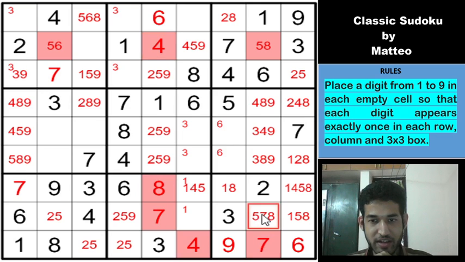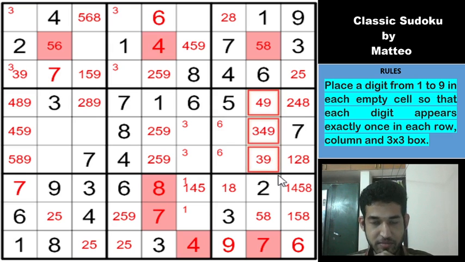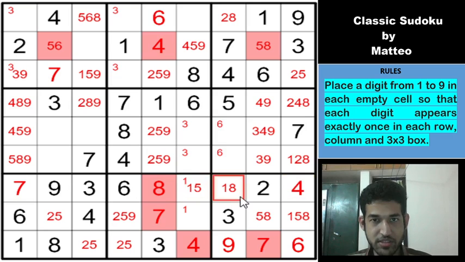So the 7 here removes the 7 from here. So this would be a 7. So we get a 5, 8 pair, which means this can't be 8 anymore. So you get a 3, 4, 9 triplet. And you have a 1, 5, 8 triplet in box 9. So this has to be a 4, which means this is not a 4. And you have 8 here. So this is a 1.